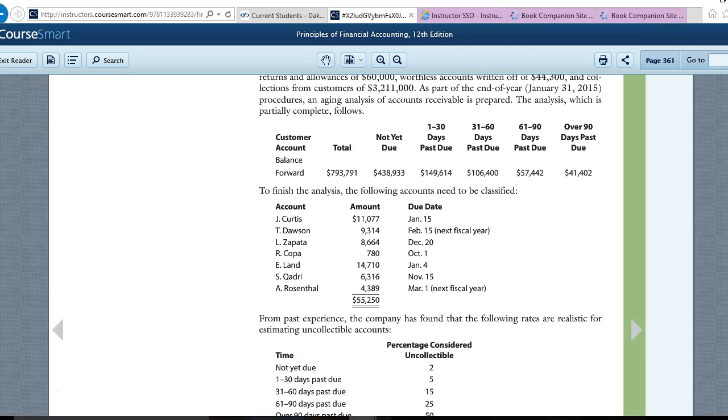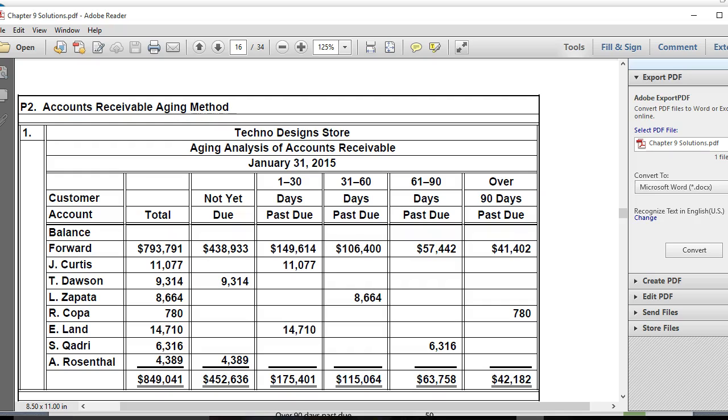As part of the end-of-year procedures, an aging analysis of accounts receivable is prepared. The analysis, which is partially complete, follows. These dates are when they were due. If we are dealing with January 31st and J. Curtis has a due date of January 15th, where are we going to put this in? Which section is he going to go into? Is he 1 to 30 days past due?